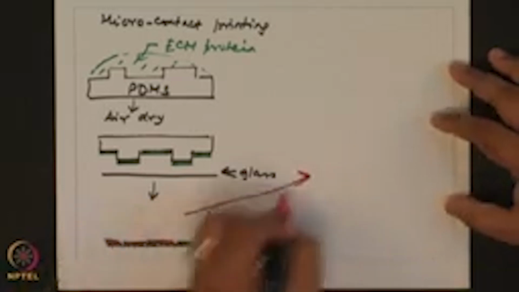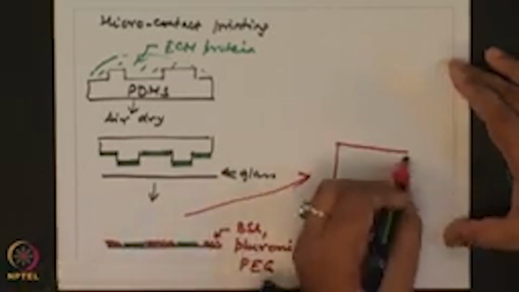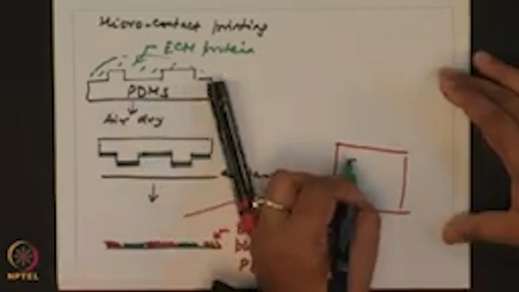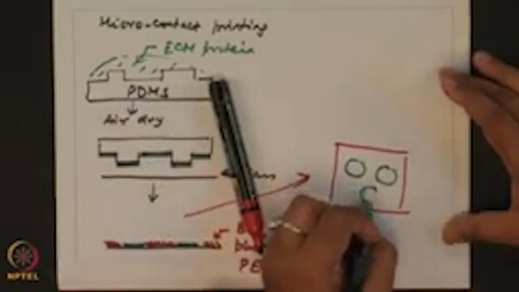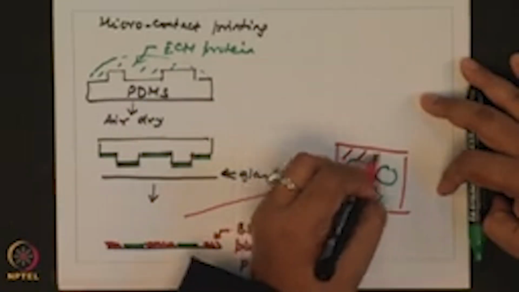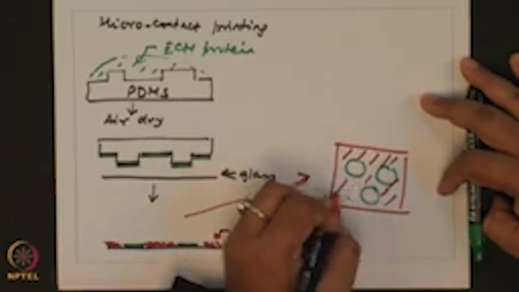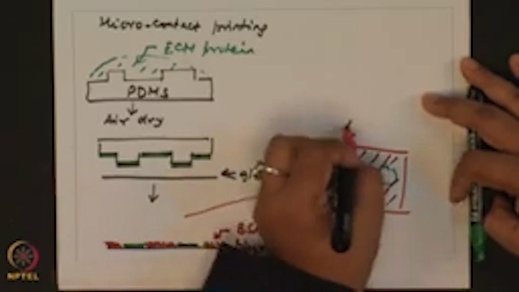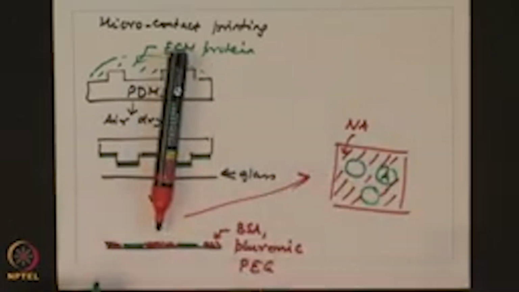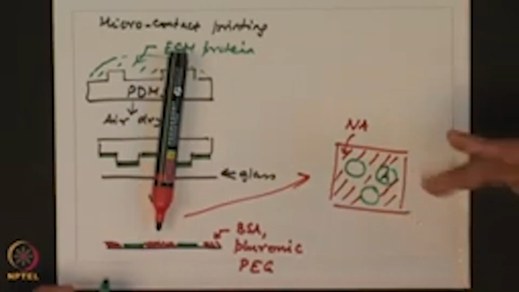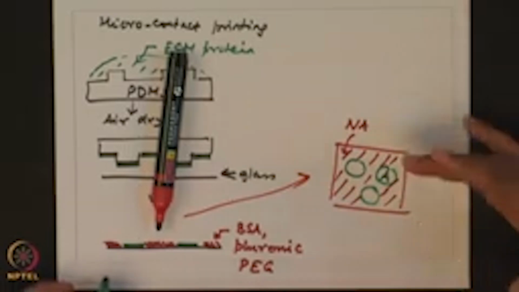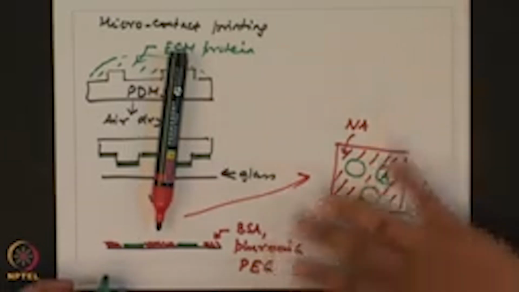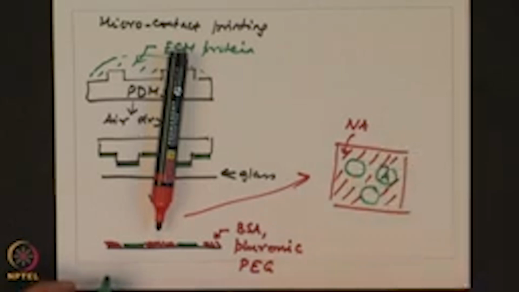So, if you look at it in top view, let us assume the geometries were circles, and the remaining zones are as follows. Red is non-adherent and green is adherent. That is how you can control cell shape, but what you have to optimize is to make sure that your coating of pluronic or PEG is uniform. If this does not work, then your micro contact printing will not work.